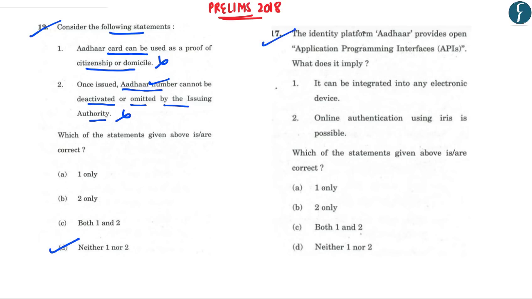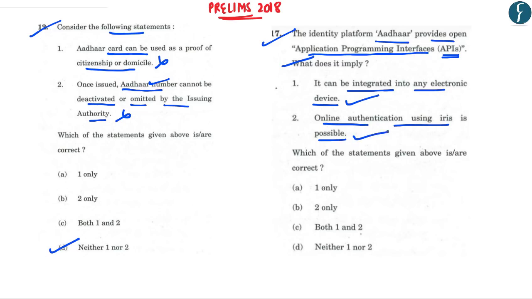Now coming to the second question here. The identity platform Aadhaar provides open application programming interface, that is API. What does this imply? It can be integrated into any electronic device. Now this particular statement is correct. Second statement reads as, online authentication using iris is possible. Even this particular statement is correct. So looking at the options here, the answer to this particular question is C, that is both 1 and 2.